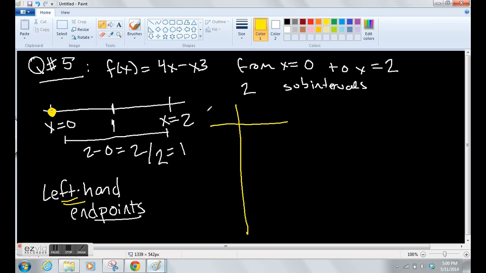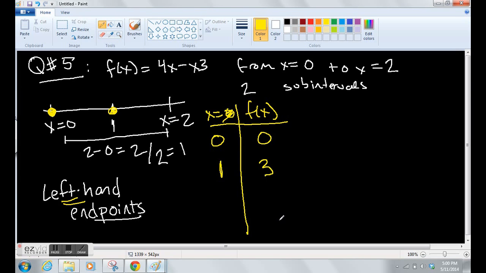So x equals 0 is our first endpoint, and then x equals 1 is our second endpoint. And we're only doing 2 intervals, so we're done. F of x, when you plug 0 into this equation, you get 0, right? 4 times 0 minus 0 squared. When you plug 1 into this equation, you get 4 times 1 is 4, minus 1 is 3.